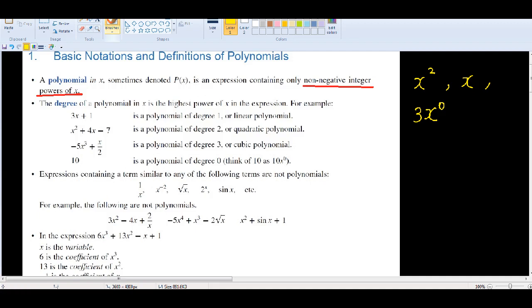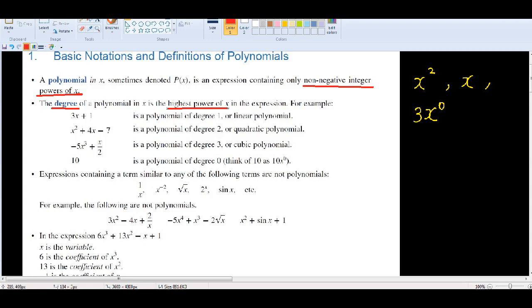The second thing you need to understand is what we mean by degree of polynomial. The degree of a polynomial is the highest power of x in the expression. For example, if you have the polynomial 3x plus 1, the only term in x is just x, its power is 1. So in this case, the polynomial is of degree 1.